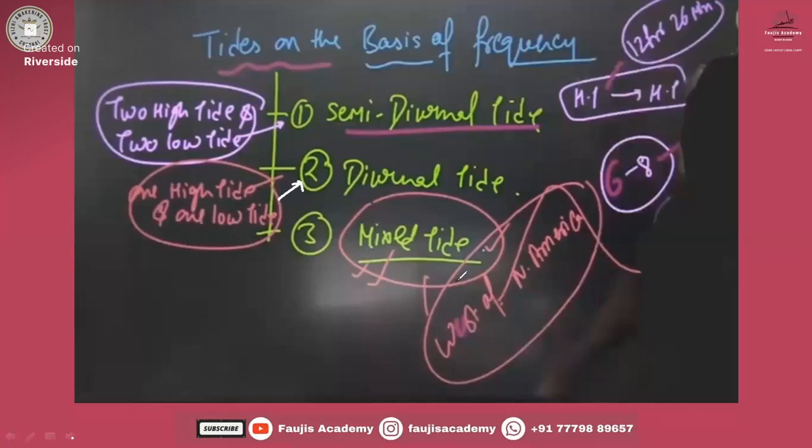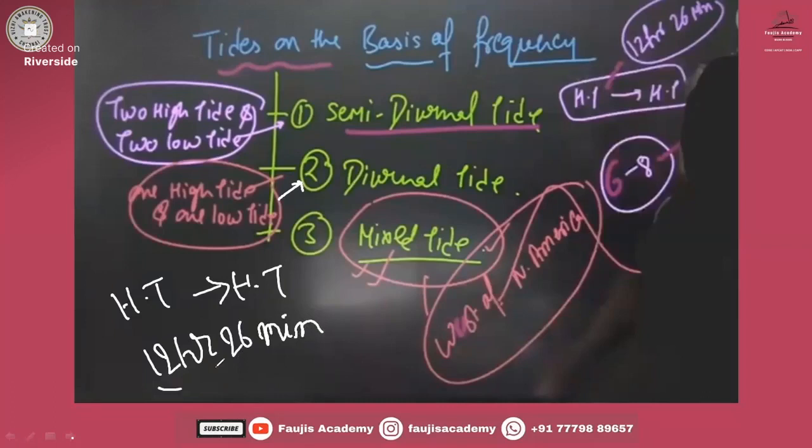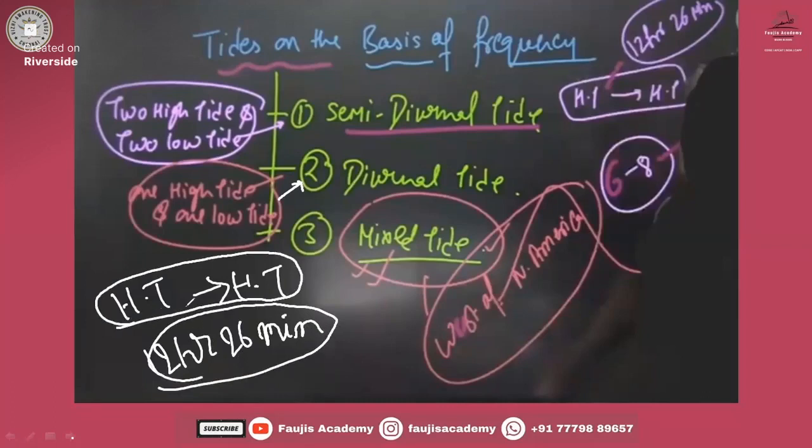Means it might occur many times, like more than 2 times. So see here, semi means 2 times. High tide and low tide occurrence is happening. And one high tide and one low tide, diurnal tide. See here, between the 2 high tide occurrences, the time gap is 12 hours 26 minutes. So remember this time gap. So remember this one.